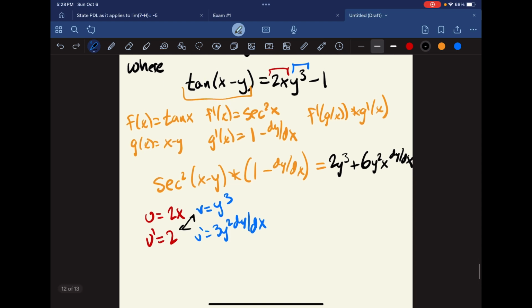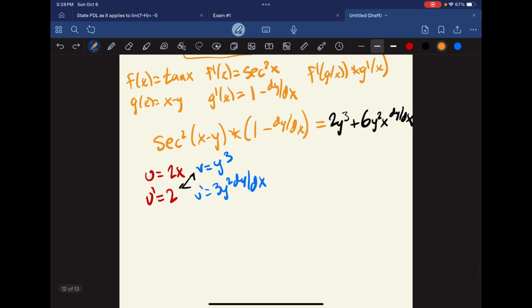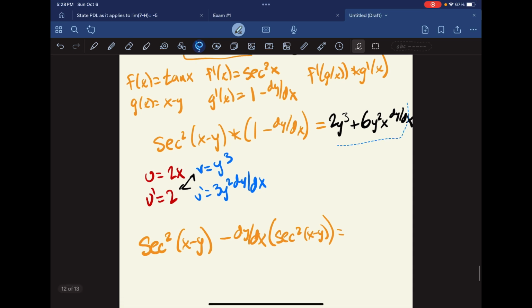Then remember, we want to get all of the dy/dx terms on one side. Before that, though, we have to expand this out. So we want to distribute this secant squared to both of these terms. So we get secant squared of x minus y times 1. So we'll just leave it like that. And then minus dy/dx times secant squared of x minus y. And then that equals, we're leaving the right side of the equation alone for the time being. So then this is what we're looking at.